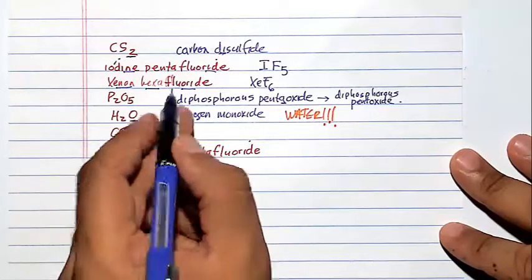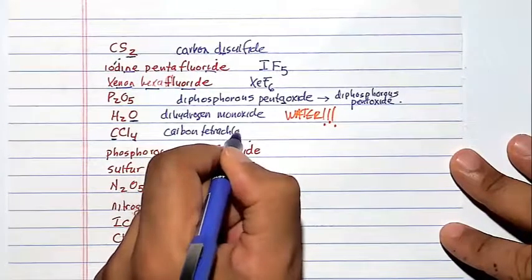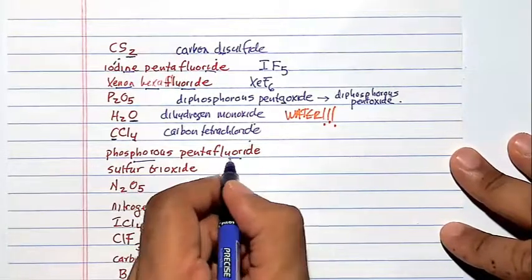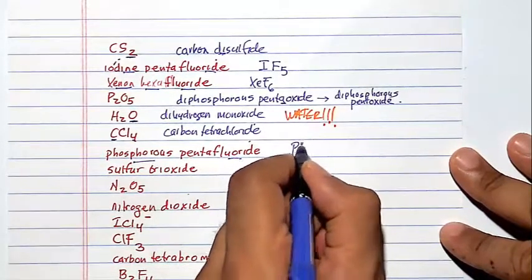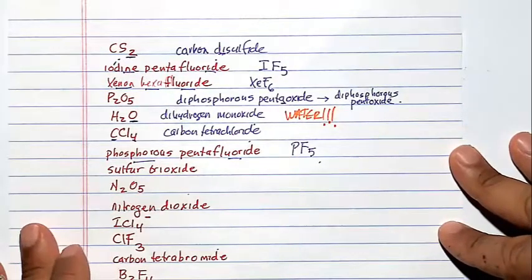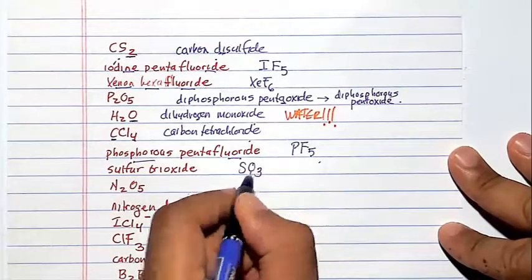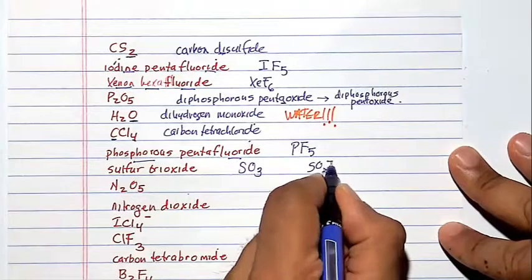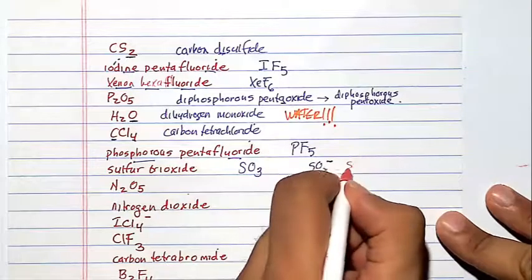So 4 is tetra, so this would be carbon tetrachloride. You actually use carbon tetrachloride a lot in organic chemistry. Phosphorus pentafluoride. Phosphorus is a nonmetal. Fluoride is a nonmetal. P, because it's 1 phosphorus. Penta is 5. This is PF5. Okay, PF5, IF5. Sulfur trioxide. Sulfur is S. Tri is 3. It's going to be SO3. Okay, SO3 is different than SO3 2-. This is the sulfite ion, and this is sulfur trioxide.